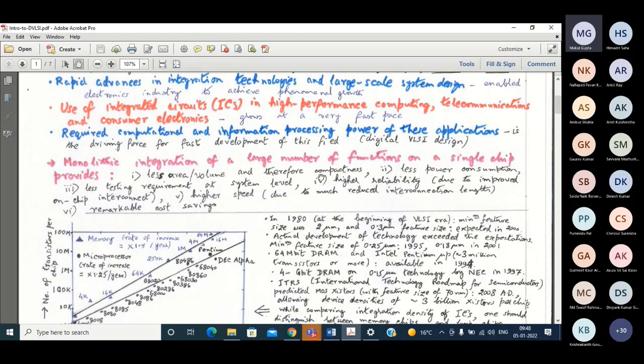Over a chip size of say just 1 centimeter by, let us say, 2 centimeters, something like that.